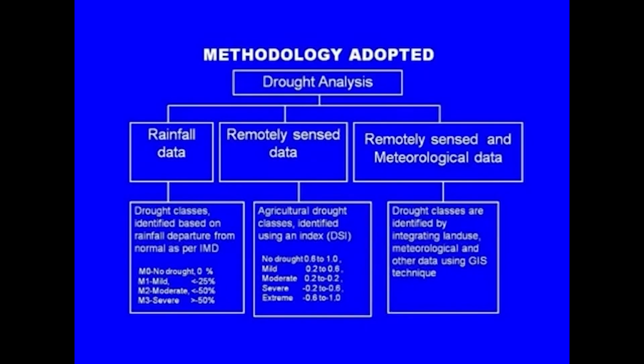So, in order to make an assessment of the same, a well structured methodology has to be adopted. In this case study, 3 basic levels of analysis have been adopted. First, considering the rainfall data, then use of remote sensing data and meteorological data. With the help of rainfall data, drought classes can be identified on the basis of rainfall departure from the normal as defined by the Indian Meteorological Department.